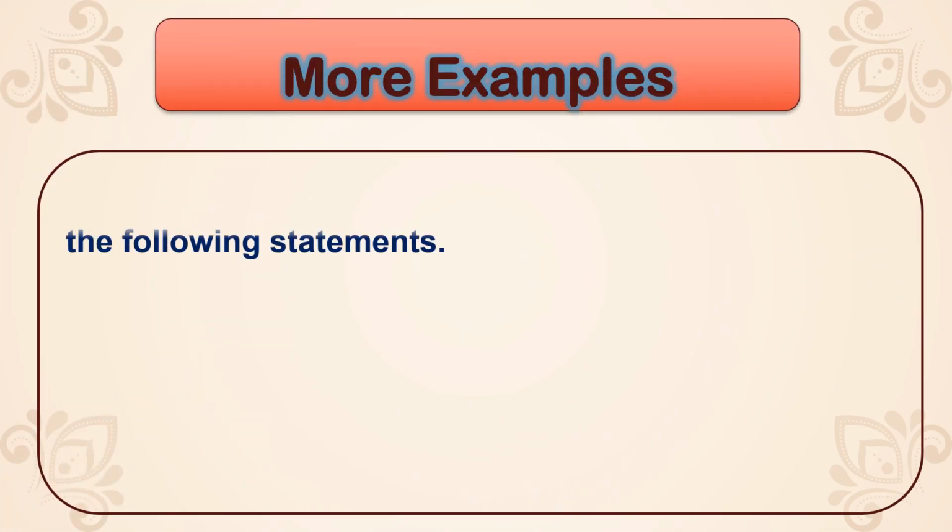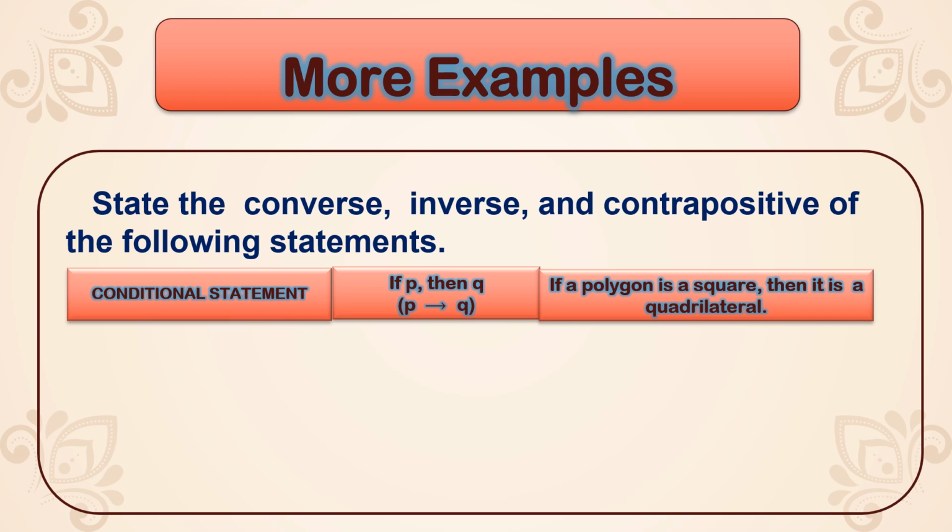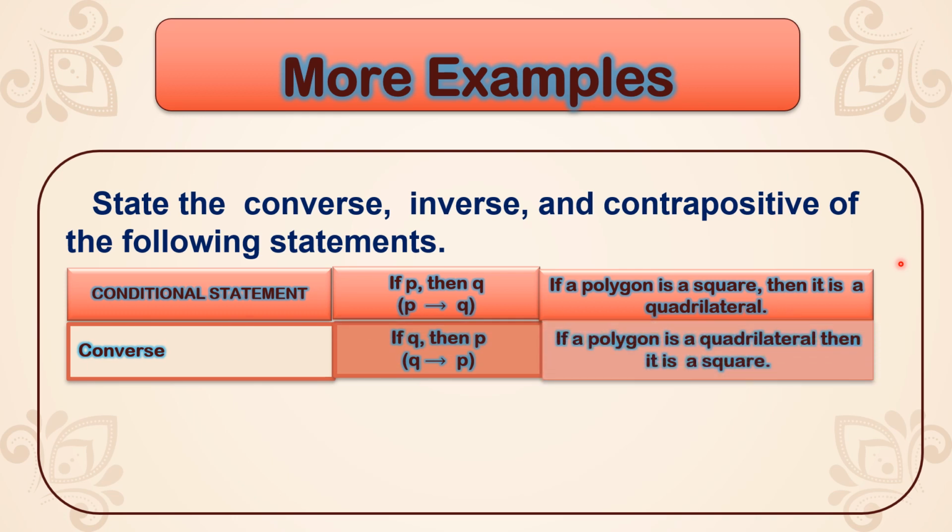So, for another example, state the converse, inverse, and contrapositive of the following statements. For the conditional statement, if a polygon is a square, then it is a quadrilateral. Okay, our hypothesis here is a polygon is a square. And the conclusion, it is a quadrilateral. Okay, so for the converse, ano po yung magiging statement natin? If a polygon is a quadrilateral, then it is a square. Okay, kung mapapansin nyo, nagkaroon po ng interchanging si hypothesis and conclusion. Yung ating conclusion, siya na po yung ating first statement at si hypothesis ang naging second statement.